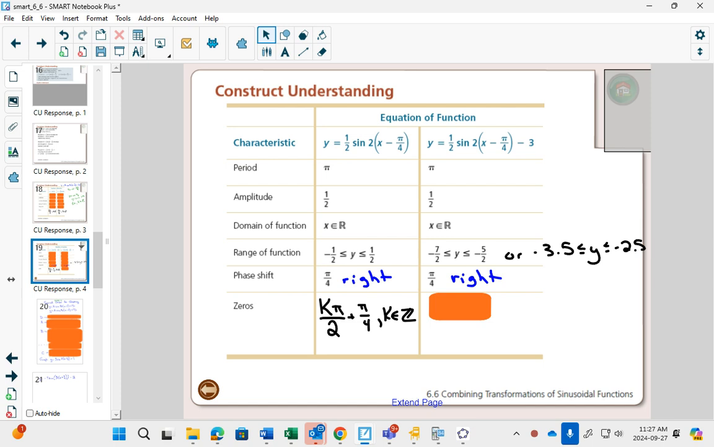And now everybody can sigh some relief. Because if your range is between negative 3.5 and negative 2.5, does it have any x-intercepts? Finally, that one's easy.